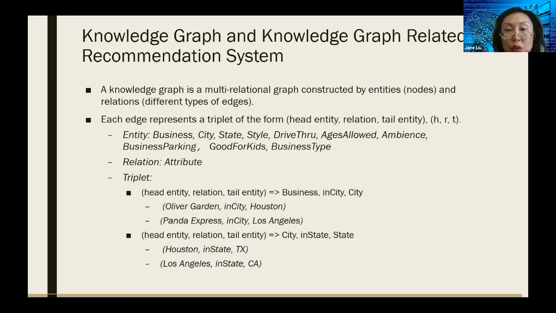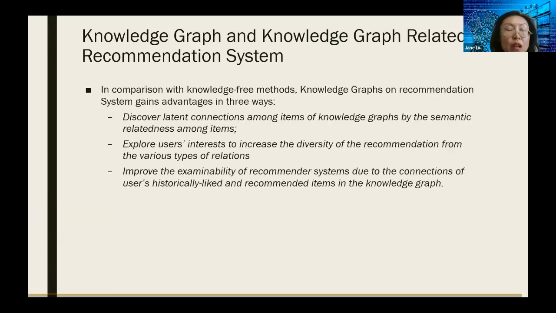And based on that, we're going to be able to find out more latent connections. So by using the knowledge graph, we'll be able to discover more latent connections among items. And then we'll explore more about user interests, to increase the diversity of the recommendation system for different types of relations. And also, it will provide more explainability of the recommendation system due to the connection between the items the user historically liked and the recommended items in the knowledge graph.